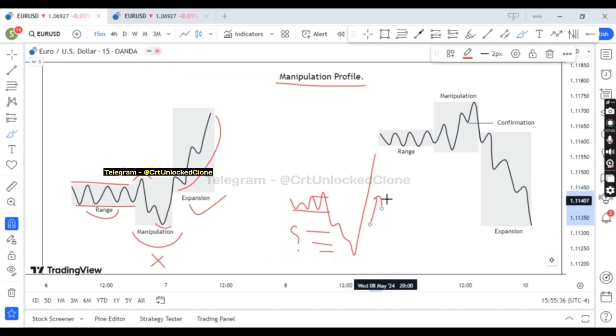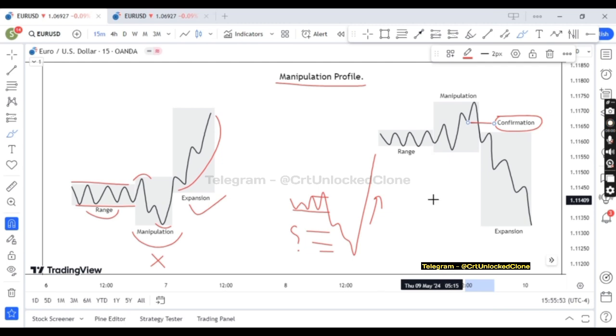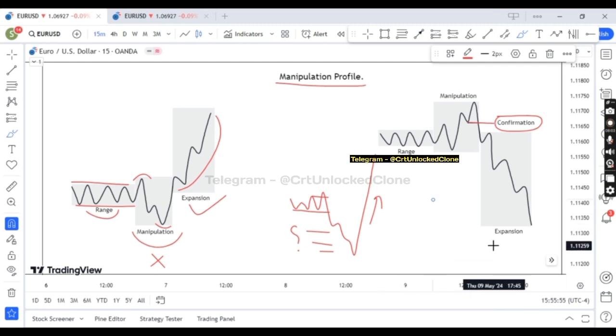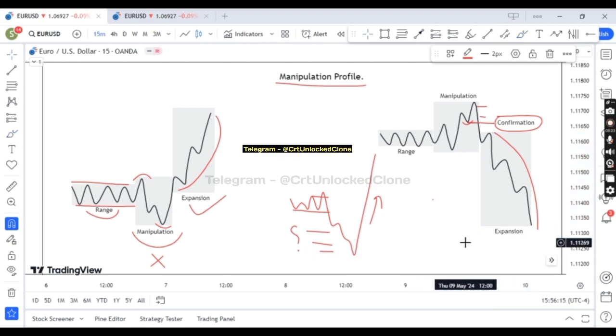So the solution is to wait for the manipulation profile to end, and once that ends you can position yourself in the expansion profile after a confirmation has been made in the form of a CSD or a model 1 entry, which I'll explain further in other chapters, right? Now a confirmation for the manipulation profile ending is made once price closes below a swing low or a swing high or forms an order block. After that the manipulation profile has ended, and now you can enter a trade and position yourself in the expansion profile.